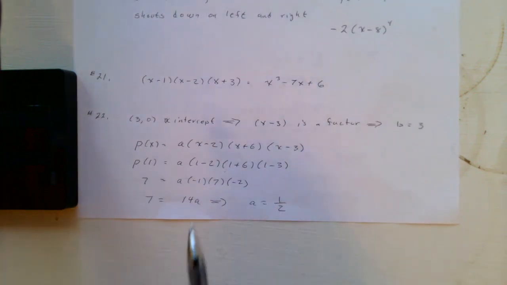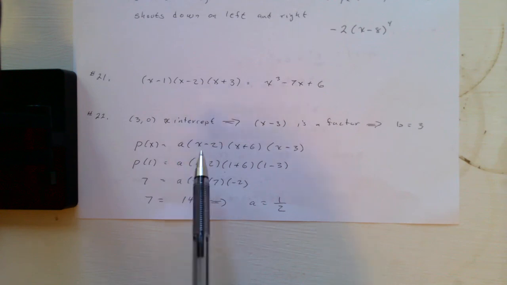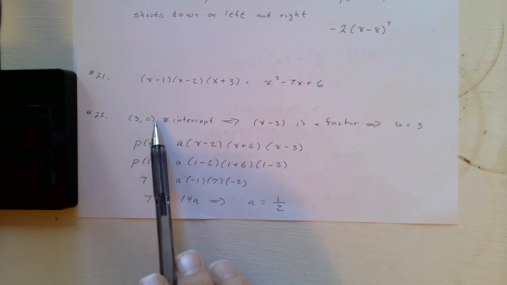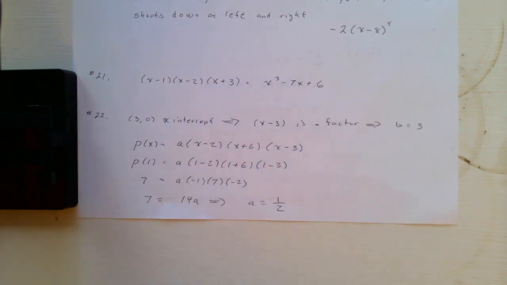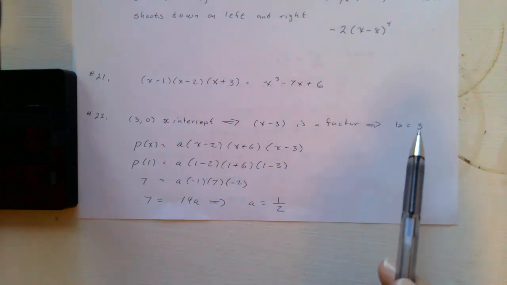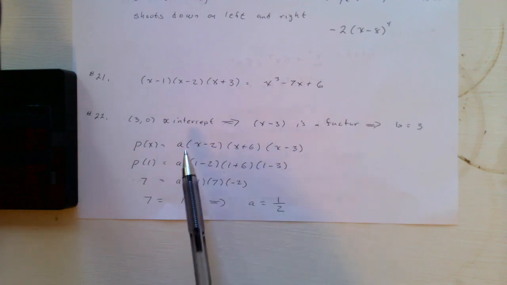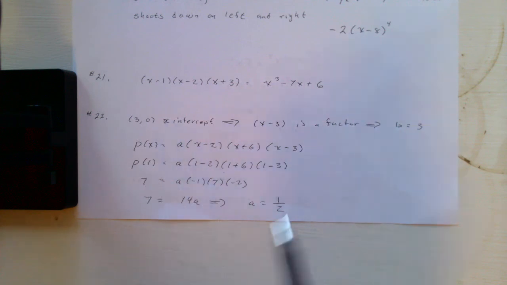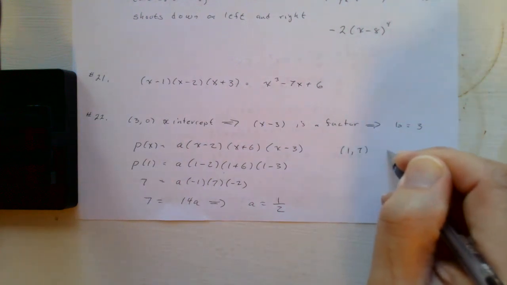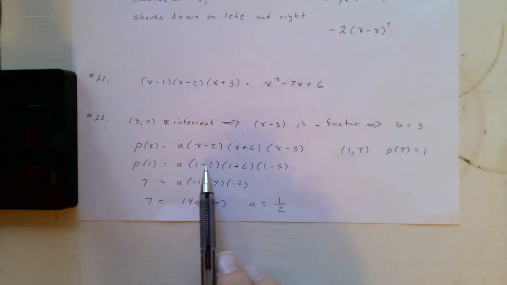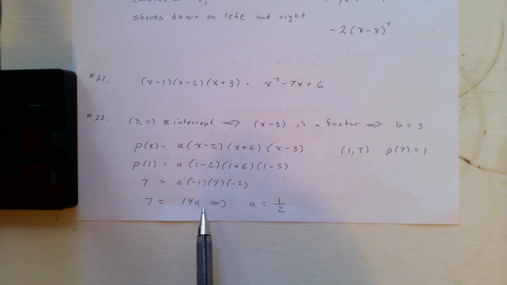For 22, you were trying to find a and b. The key here was that you were given one of the x-intercepts. You had an x-intercept at 3. That automatically means that x minus 3 is a factor. So that b there you see is 3. So now p of x is of the form a times these factors. To find out what this a is, you use the other condition that the point (1, 7) was on the graph. So this means that p of 1 is equal to 7. p of 1 is a times 1 minus 2, 1 plus 6, 1 minus 3. Multiply this out, you get 7 equals 14a, and so a is 1/2.